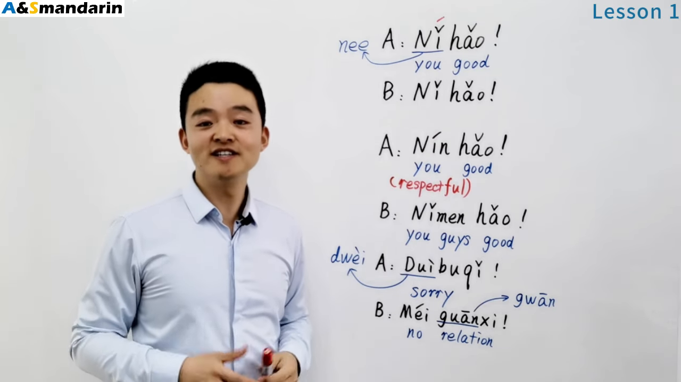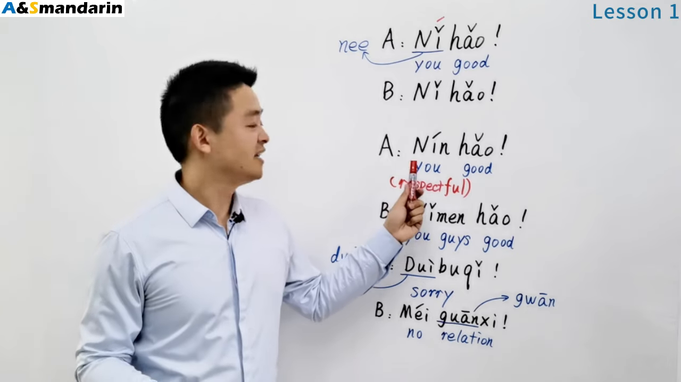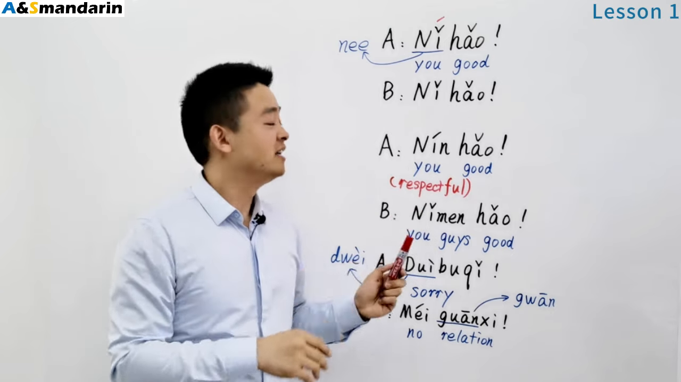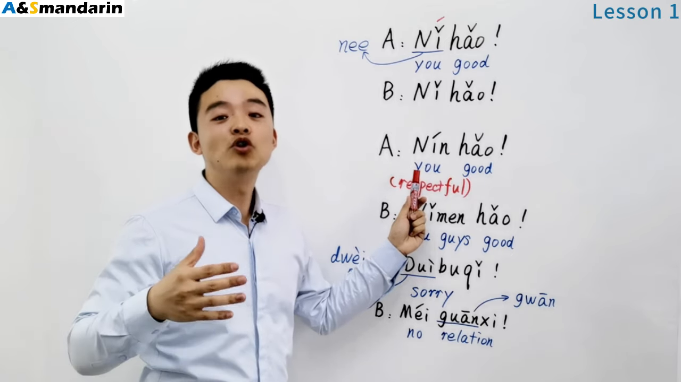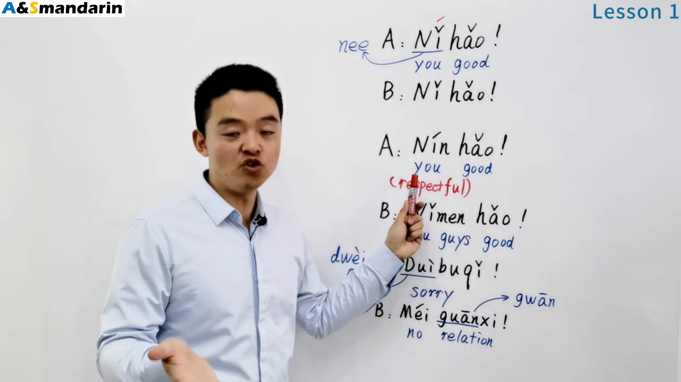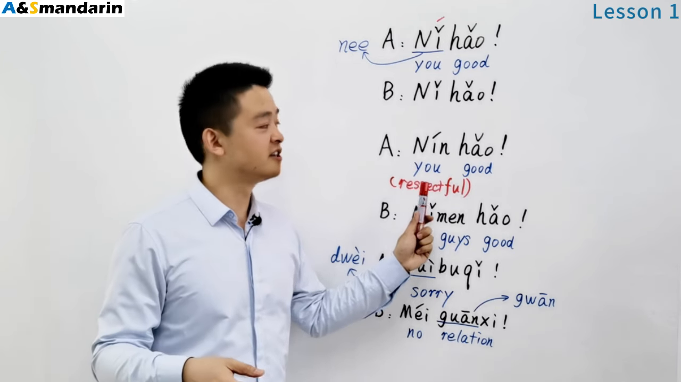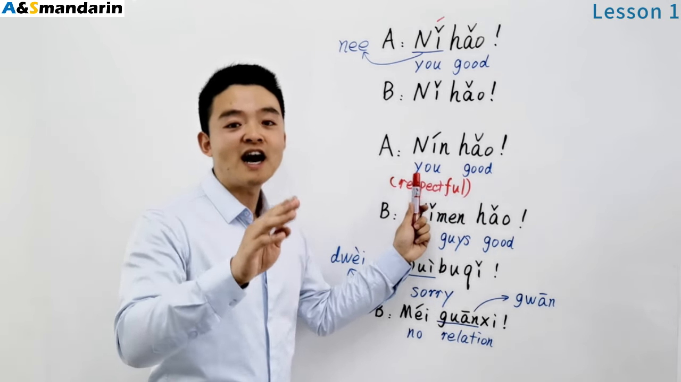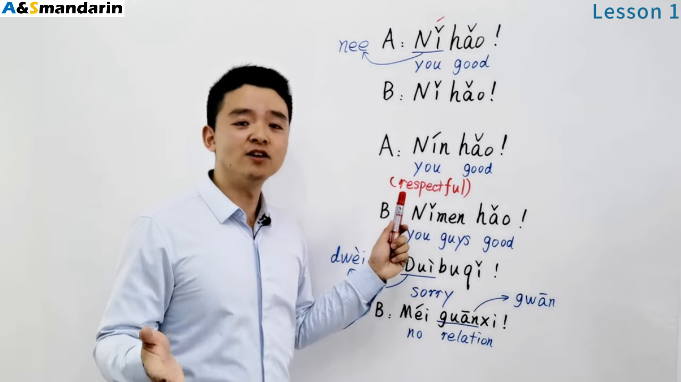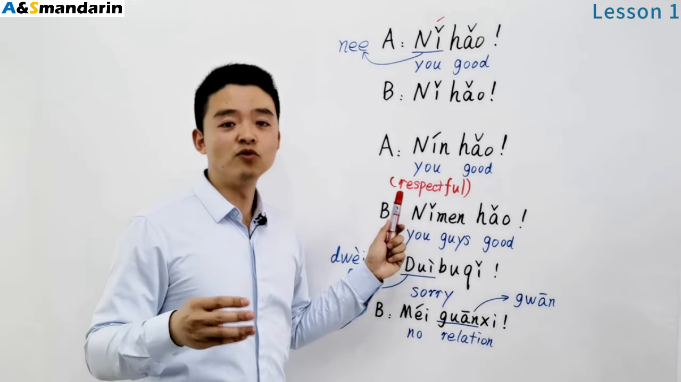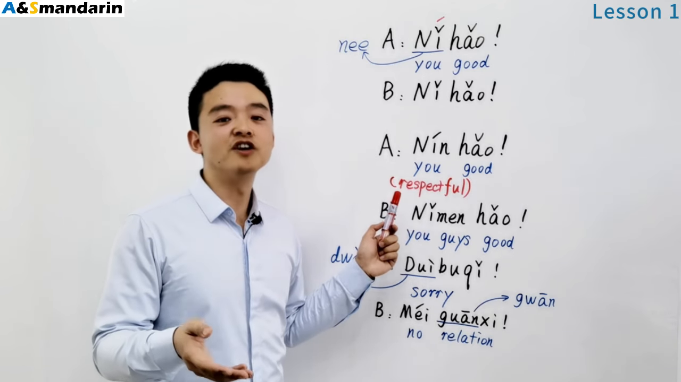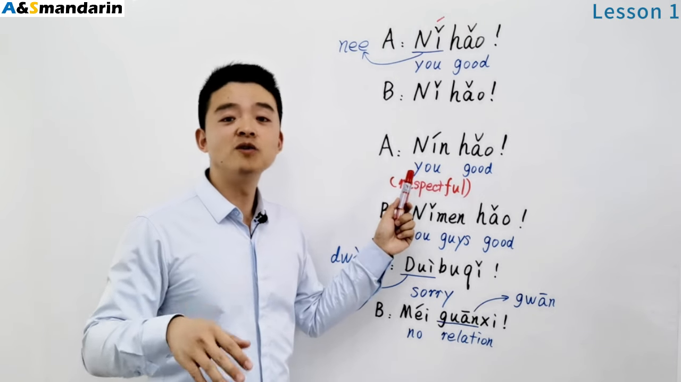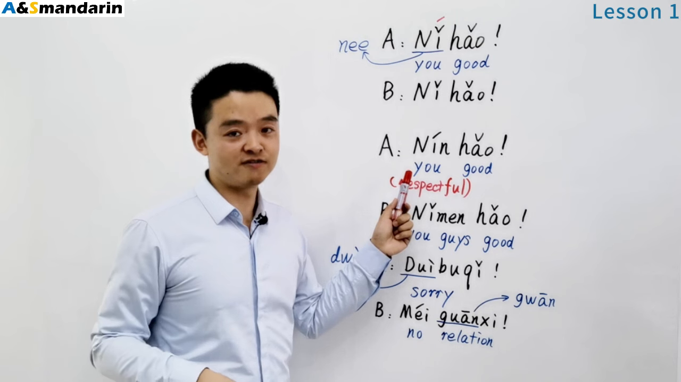That is text 1. Let's move on to text 2. A says, 您好, 您好. 您 is you, but that is a more respectful way to say you, to show more respect to the listener. 好, good. 您好. You good. That is hello in a really respectful way. For a respectable person, you can see the picture in your textbook. They are talking to an old guy. In Chinese, we use this 您 for someone who is old or of a higher position.